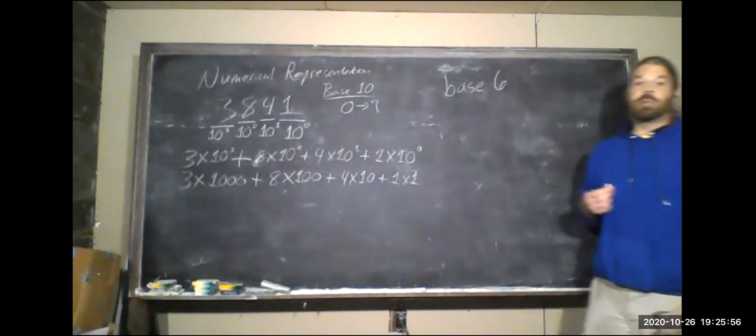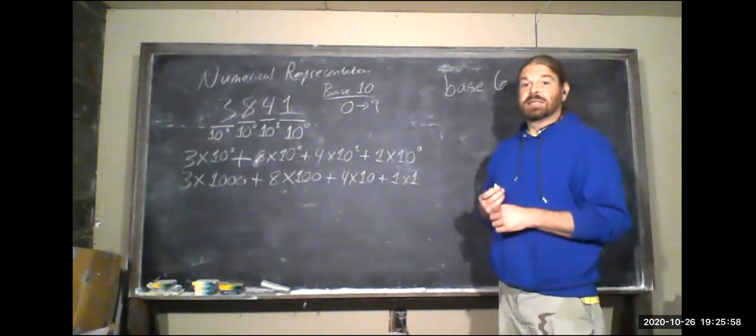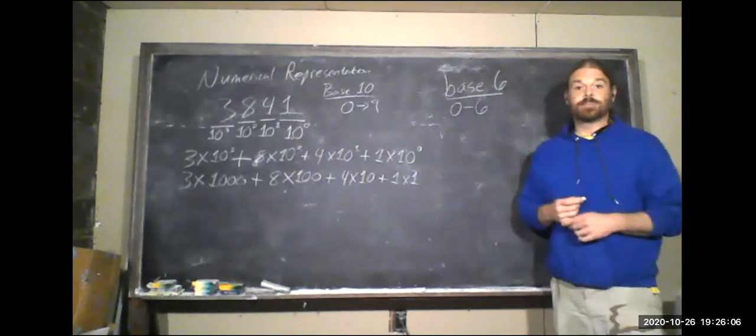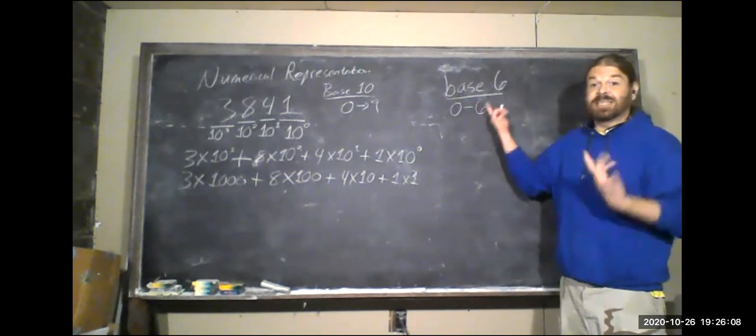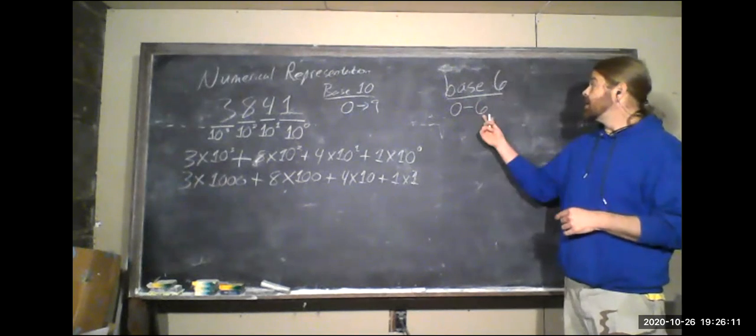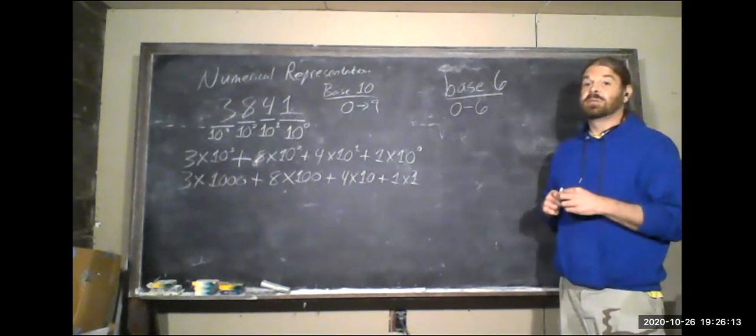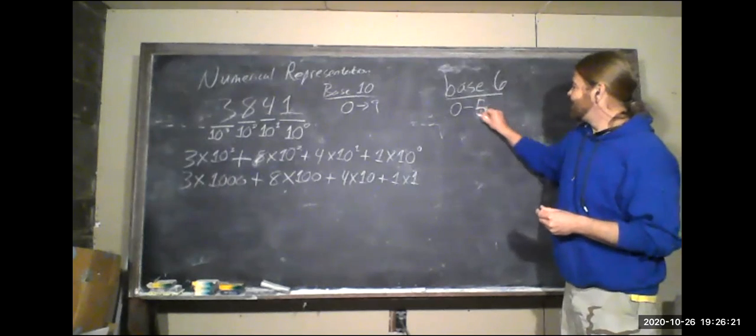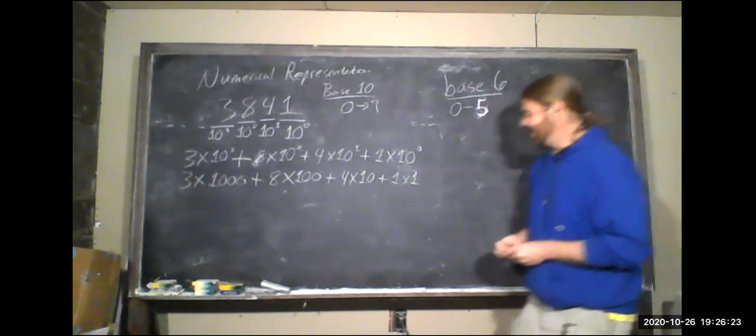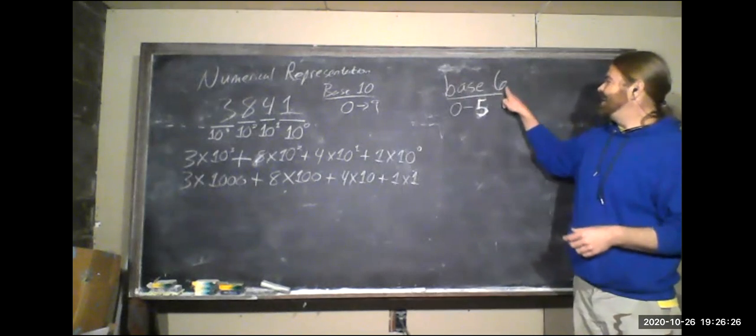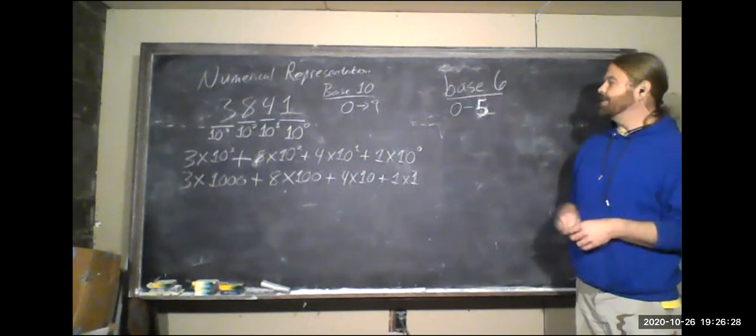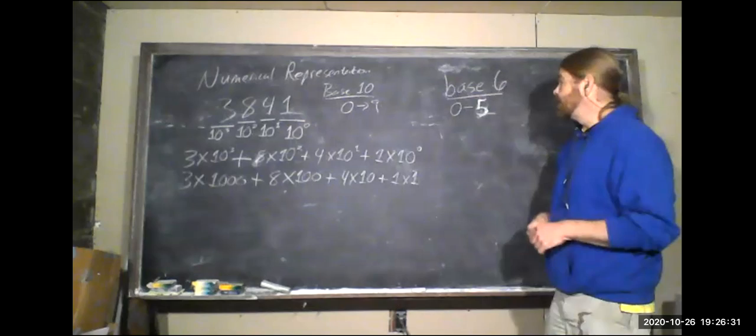So how many symbols would we have in base 6? 6 digits. Yeah, 0 through 6, right? We don't need any extra ones, so we can just use our first few digits. So we actually have 7 symbols. Oh, yeah, it's 0 through 5. Sorry. The downside of doing it off the top of my head. So in base 6, we have 0 through 5, our first 6 symbols.